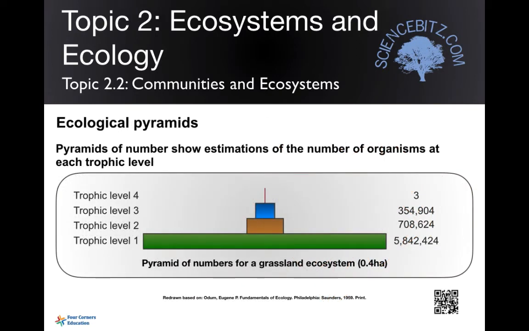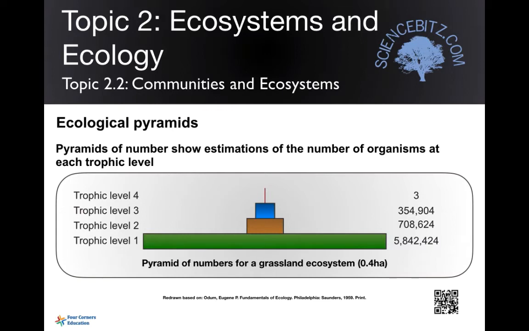One way that's been around for quite a long time is something called ecological pyramids. I think it was Elton in about 1921 that developed the first ecological pyramids. There's three different types of ecological pyramid, and we're going to look at each of them separately. The first one is pyramids of number. So here we have a pyramid of numbers for a grassland ecosystem. The ecosystem only samples 0.4 of a hectare.